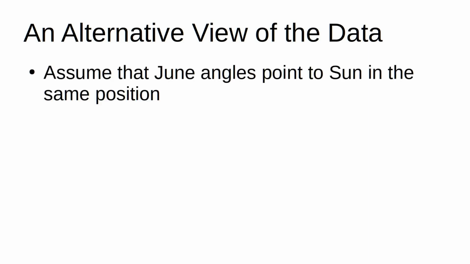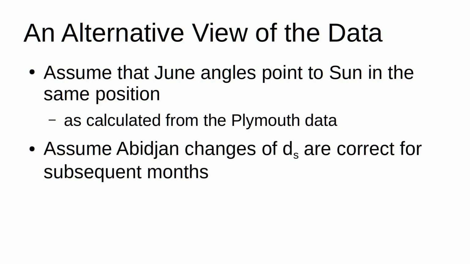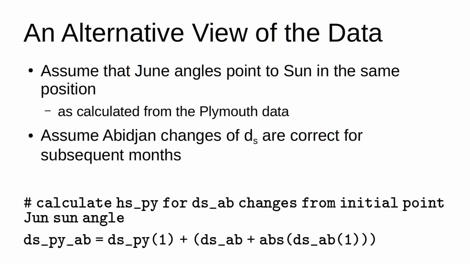Let's take a different approach to analysing this angle data. In this case, we will strongly assert that the sun plane hypothesis is true. We will assume that the June values for both Plymouth and Abidjan are correct and are from observations of the same object. We will also assume that changes in the sun position from Abidjan are the correct ones. Using these assumptions, we now calculate the new ds change values for Plymouth.